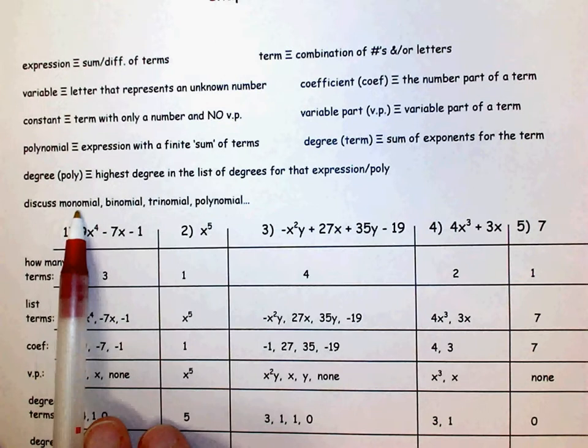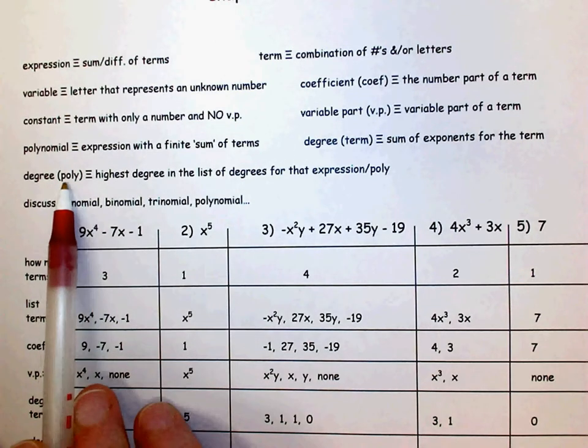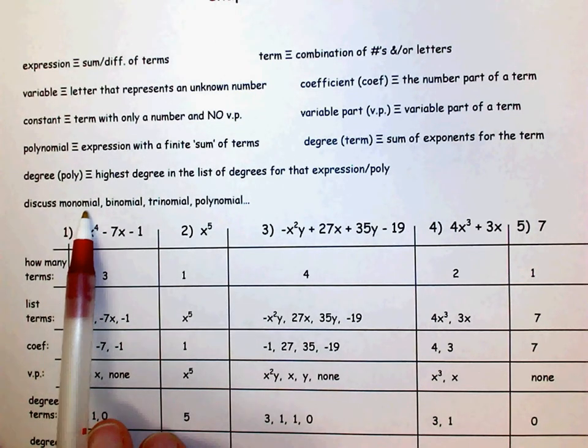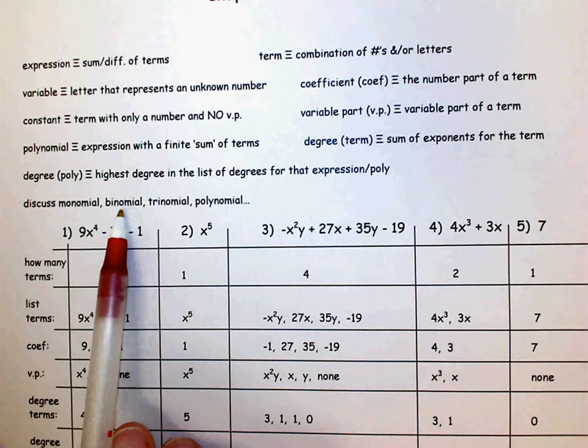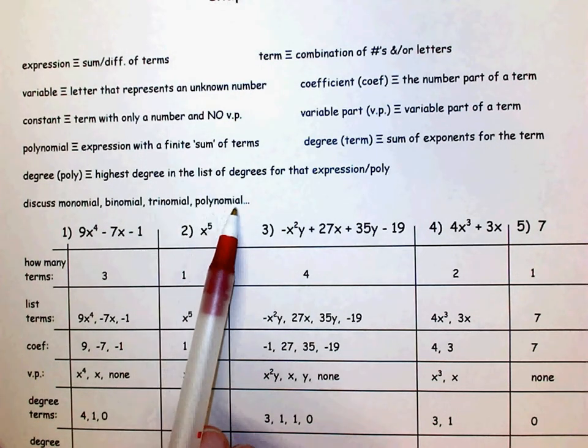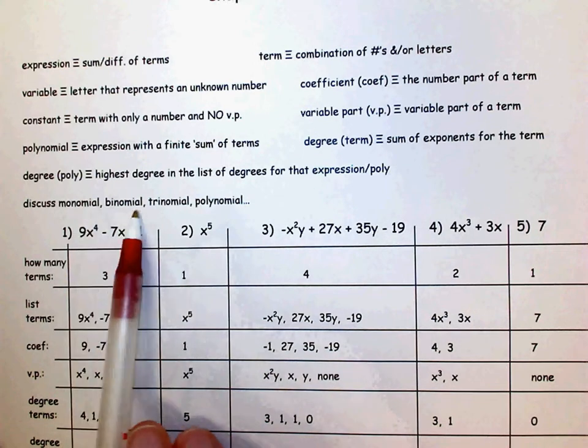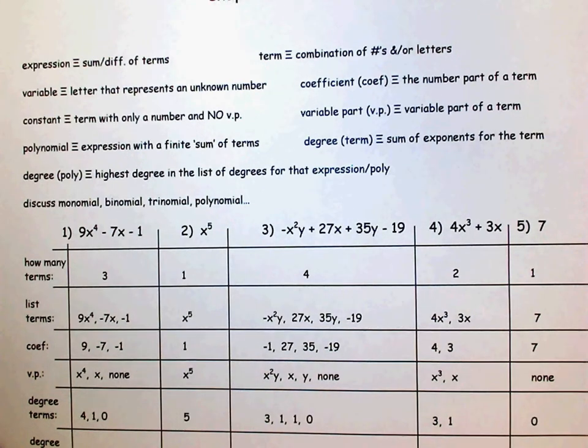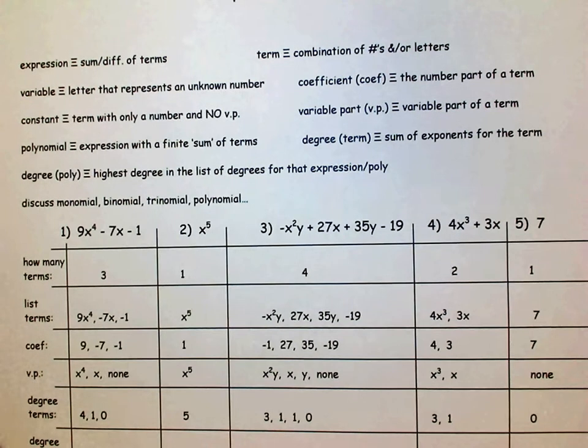A monomial is a polynomial with one term. A binomial is a polynomial with two terms. Trinomial with three terms. Polynomial is 1, 2, 3, and more than 3. Okay?